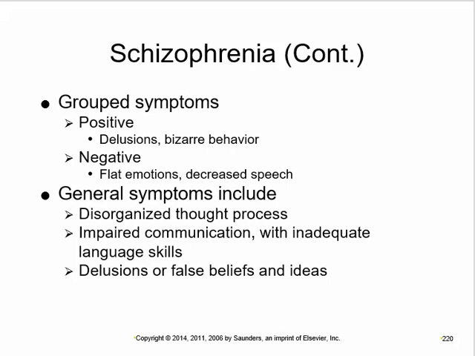But disorganized thought process, impaired communications, but false beliefs, ideas, delusions. So people get paranoid. They're convinced that the FBI is after them, and if they don't hide, things like that.